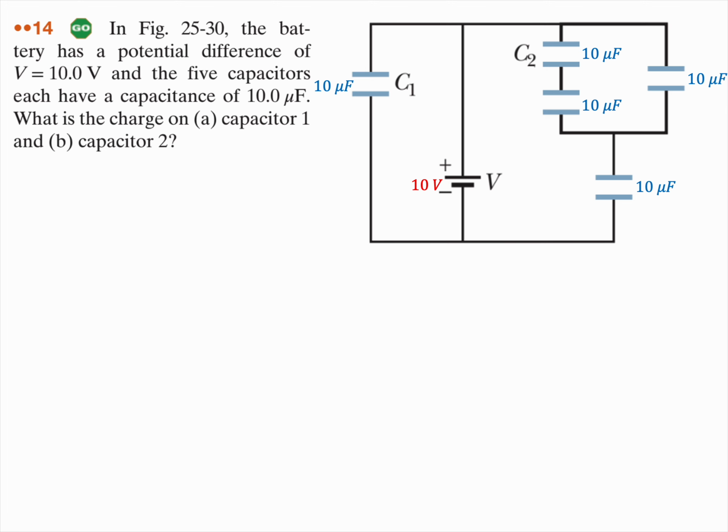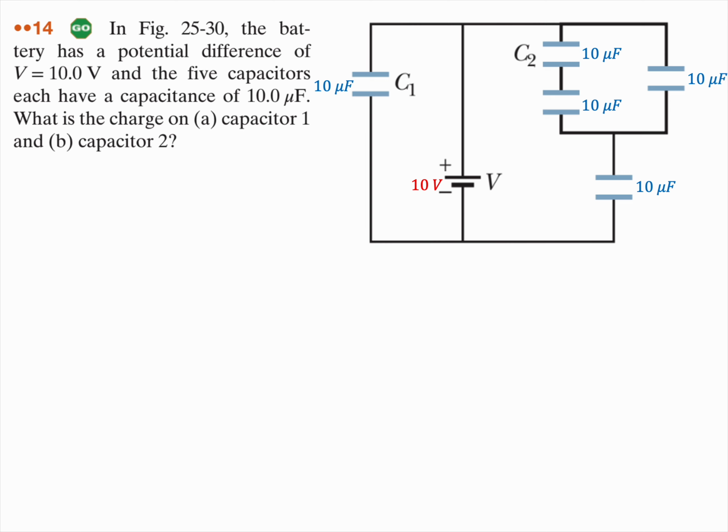Number 14, we have a whole network of capacitors, and we're told the battery has a potential difference of 10 volts, and the 5 capacitors are each 10 microfarads. Two questions. What's the charge on capacitor 1, C1, and the charge on capacitor 2? Well, part A is actually pretty straightforward.